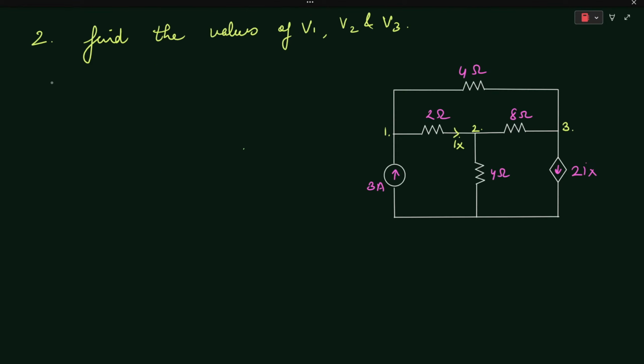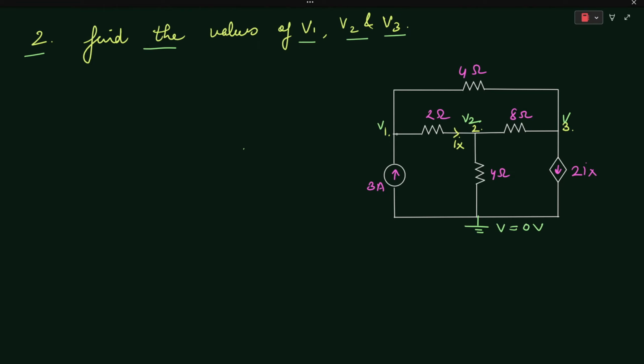Now let's solve another problem based on nodal analysis. In this problem, we need to find the values of V1, V2 and V3. Let's say the voltage at node 1 is your V1, the voltage at node 2 is your V2, and the voltage at node 3 is your V3. Let's say this is your reference node. It means that the potential at this point will be equal to 0 volts.